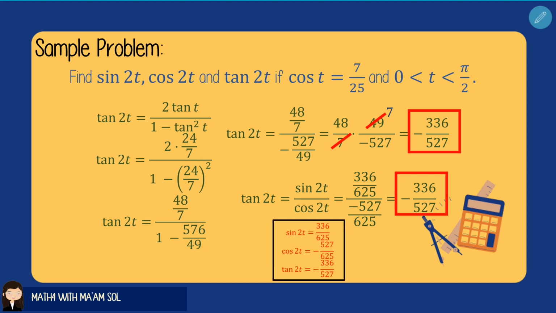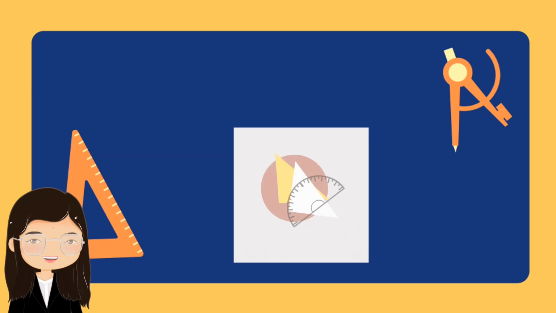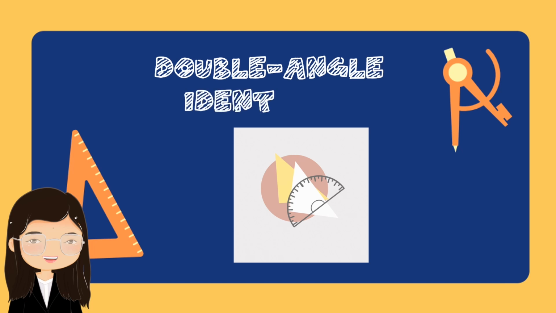Again, for organization, let's write our final answers. So sine 2t is equal to 336 over 625. Cosine 2t is equal to negative 527 over 625. And lastly, tangent 2t is equal to negative 336 over 527. So that's how we use our double angle identities.